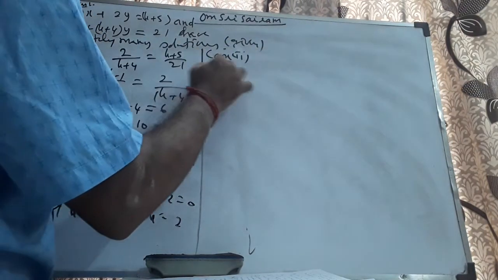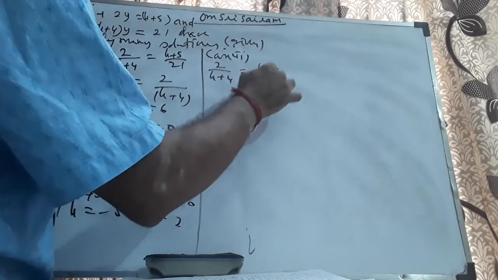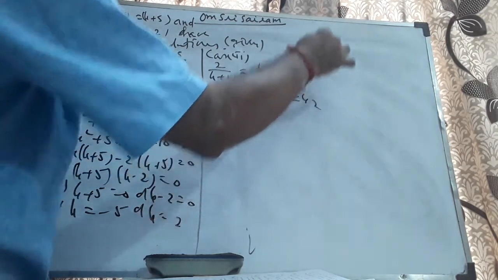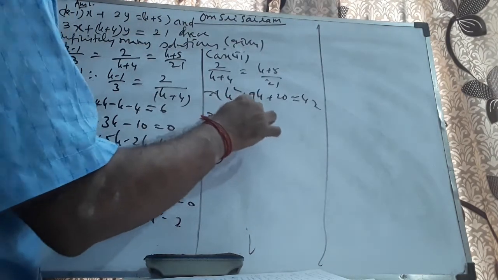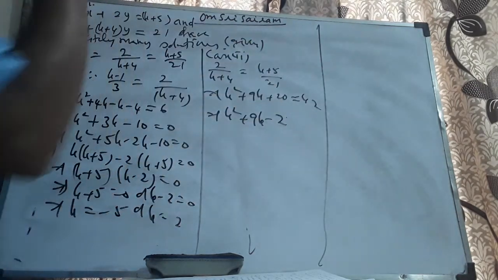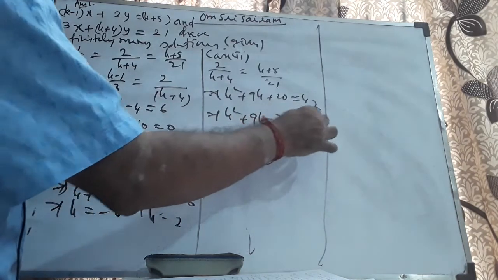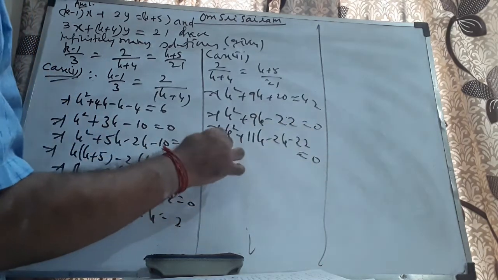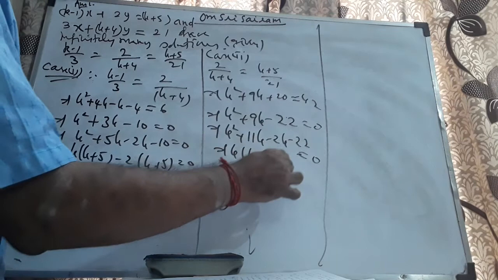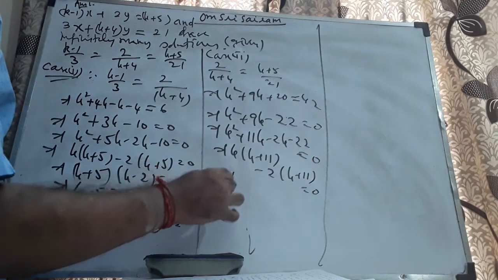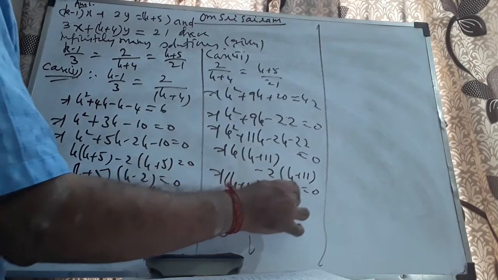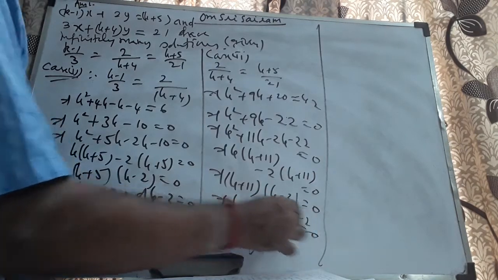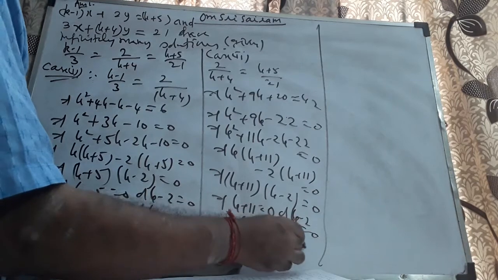Let me take case 2. What is my case 2? 2 by (k plus 4) is equal to (k plus 5) by 21, which implies k square plus 9k plus 20 is equal to 42, which implies k square plus 9k minus 22 is equal to 0, implies k square plus 11k minus 2k minus 22 is equal to 0, implies k into (k plus 11) minus 2 into (k plus 11) is equal to 0, implies (k plus 11) into (k minus 2) is equal to 0, implies k is equal to minus 11 or 2.